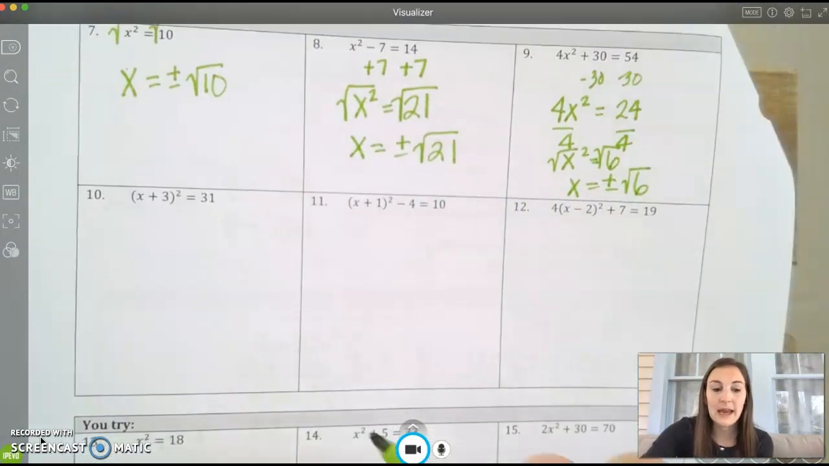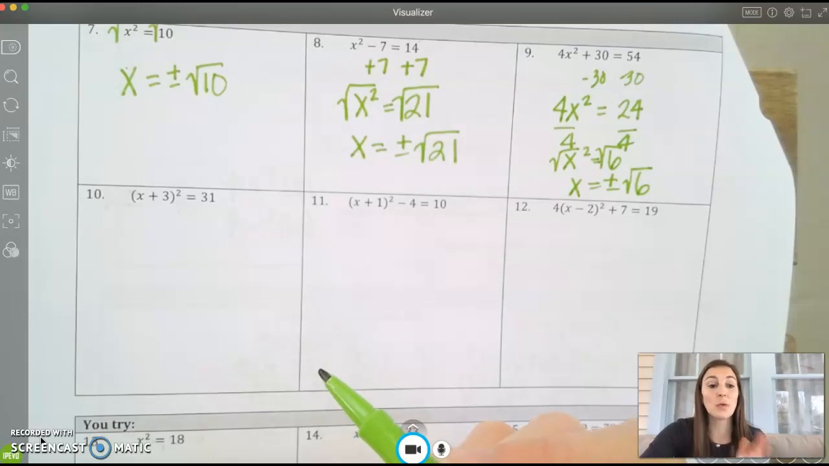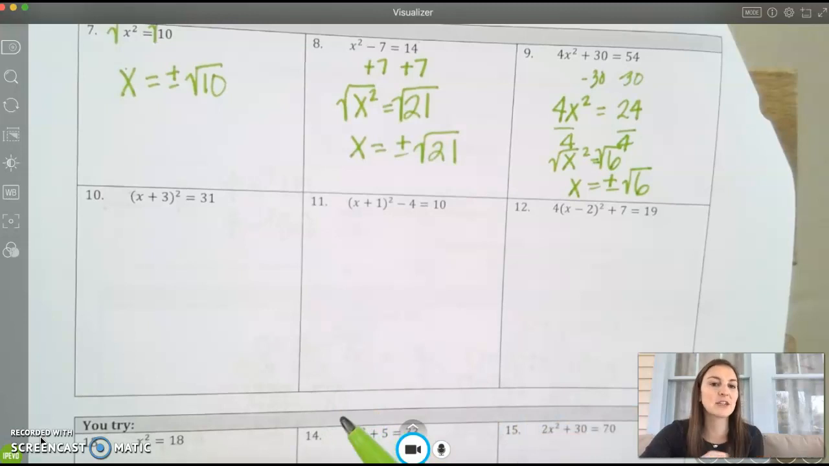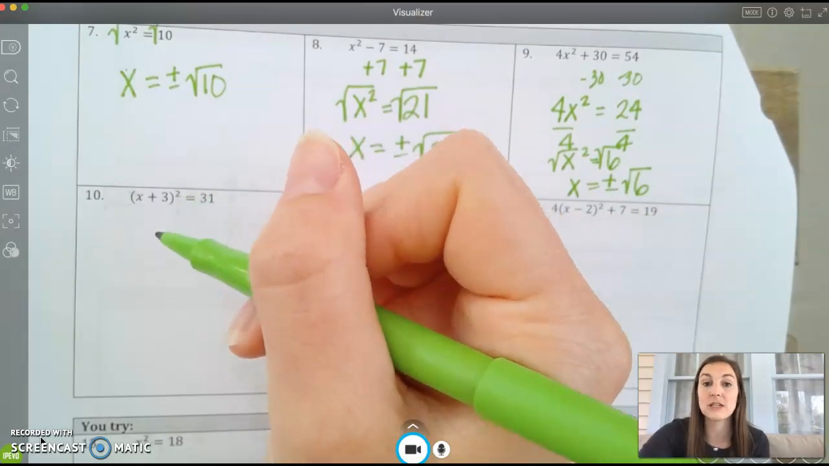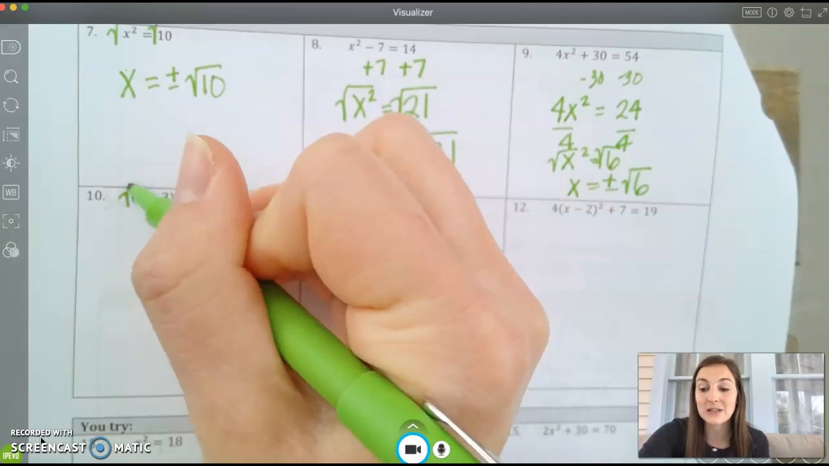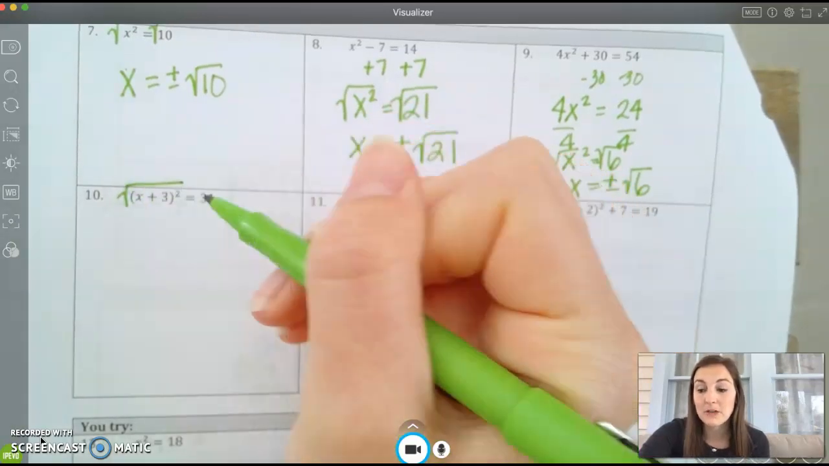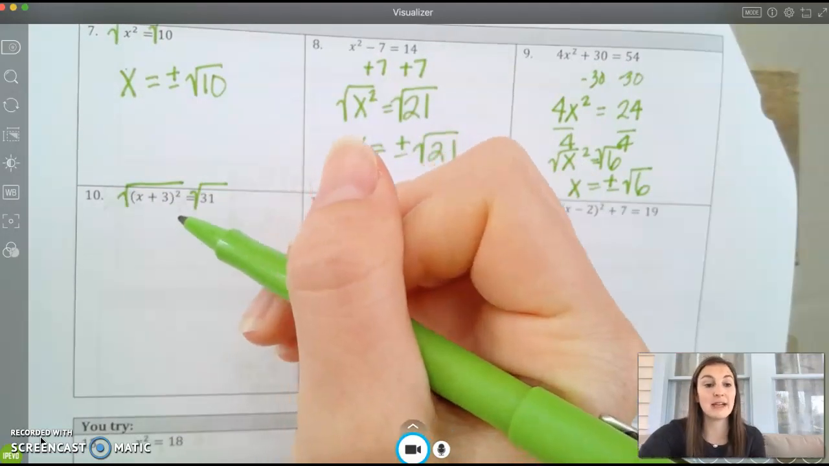Okay, now we have x plus 3 quantity squared. So what we want to do is take the square root of both sides. Sometimes we look at this and we think, I want to FOIL, but it's actually better for us not to FOIL and factor. Since the squared expression is by itself, in parentheses here, I can take the square root of both sides to get rid of that 2.